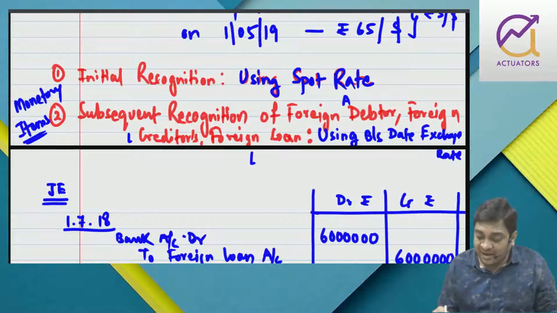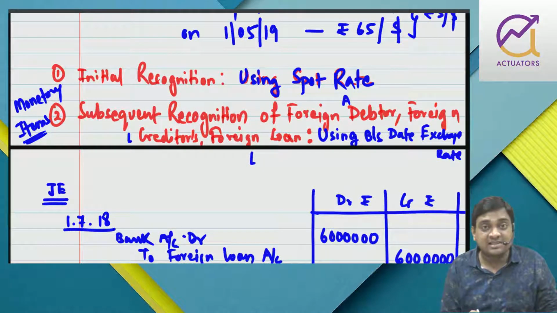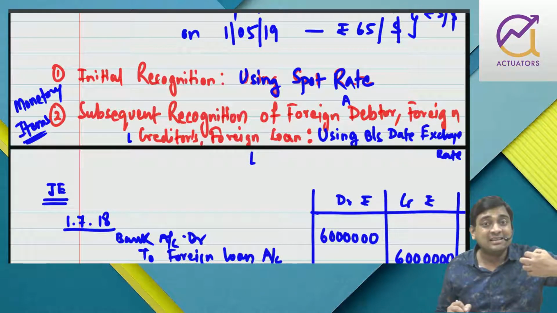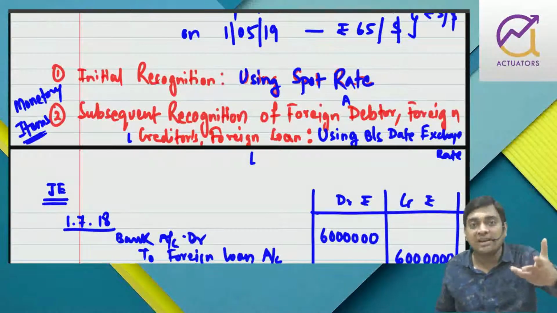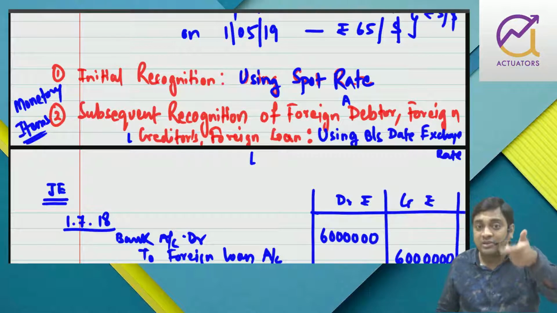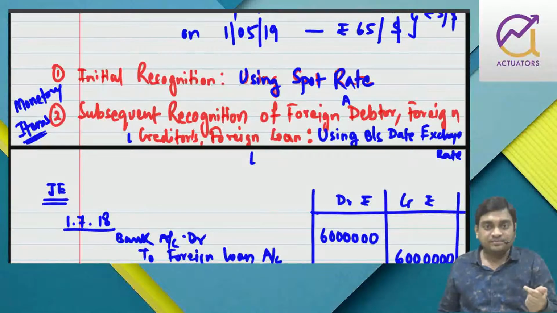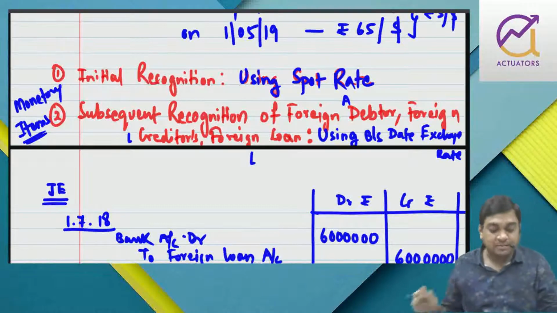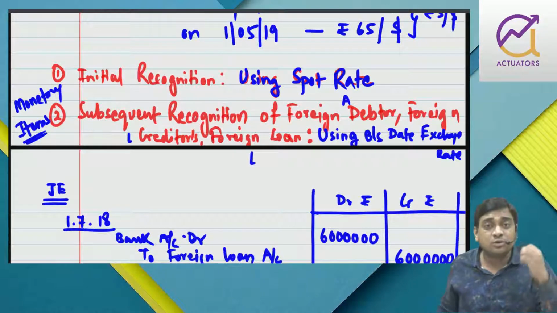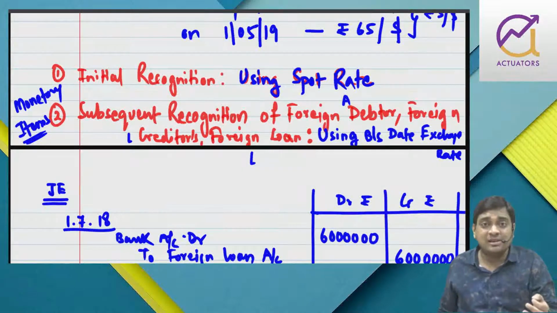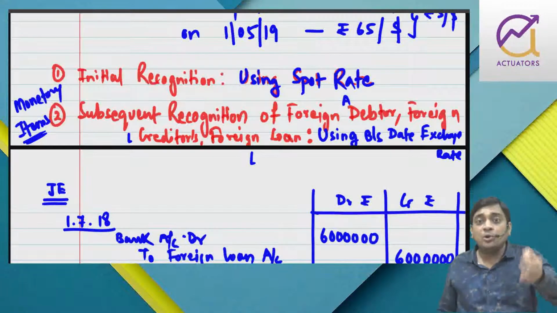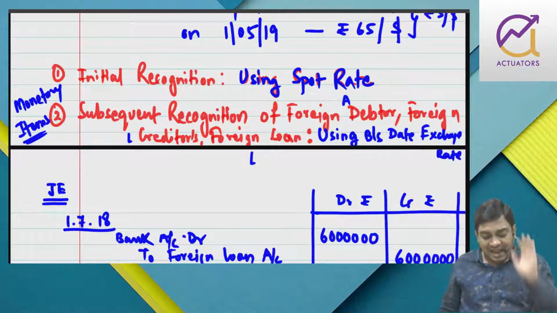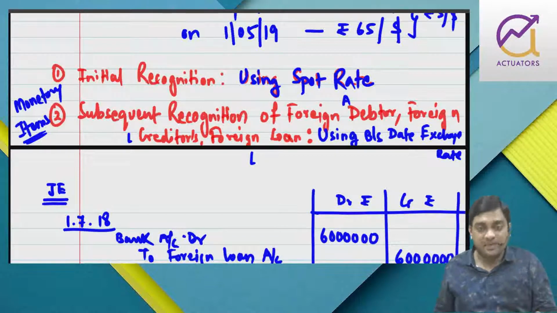So these foreign debtors, these foreign liabilities, right? These are payable or receivable in a known foreign currency. I have to pay in dollars. I have to receive dollars. Right? So these are known as monetary items. Monetary items are those assets and liabilities which are receivable or payable in known foreign currency. I'll give you the definition after this example.